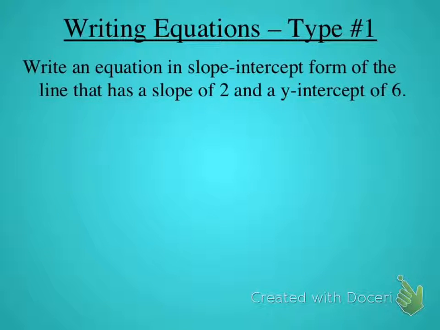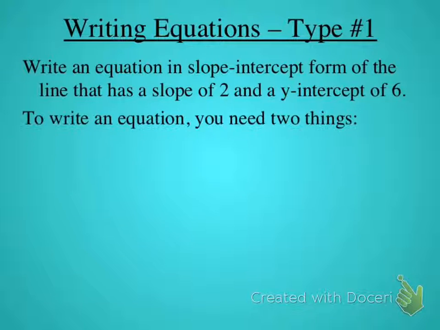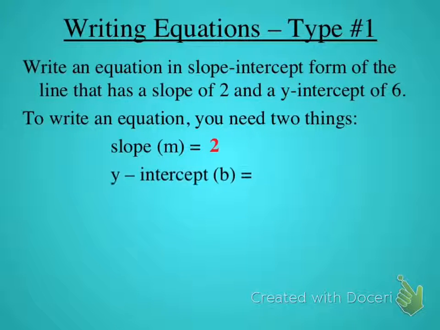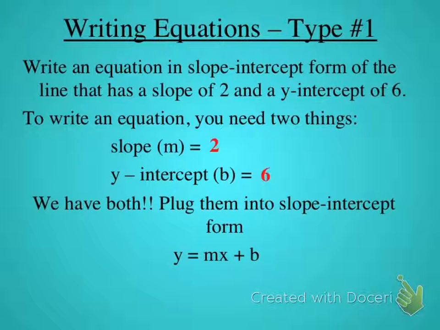When you're writing an equation in slope-intercept form of the line that has a slope of 2 and a y-intercept of 6, you need to know two things, the slope and the y-intercept. Those two things were given for you. Now you just put them in slope-intercept form and plug them in place of m and b.